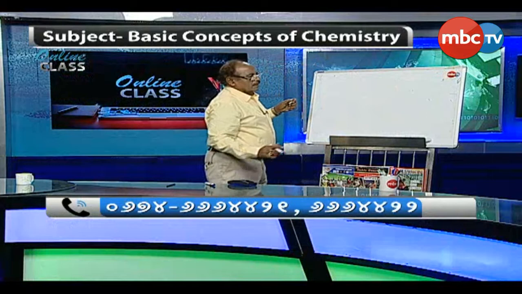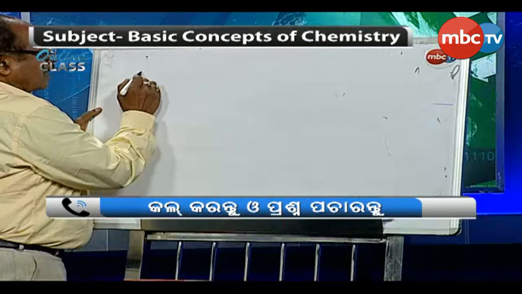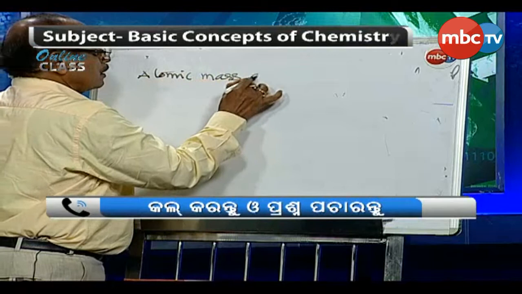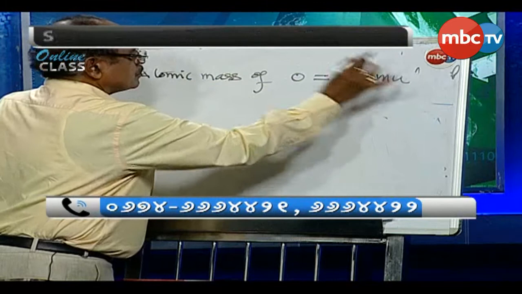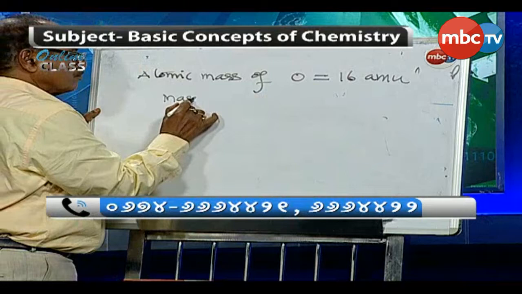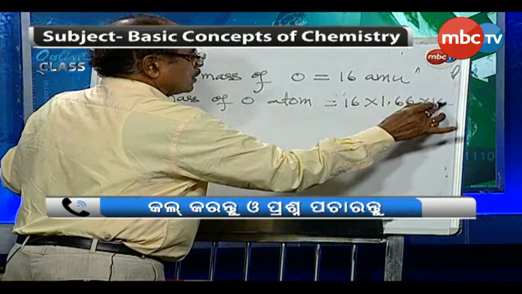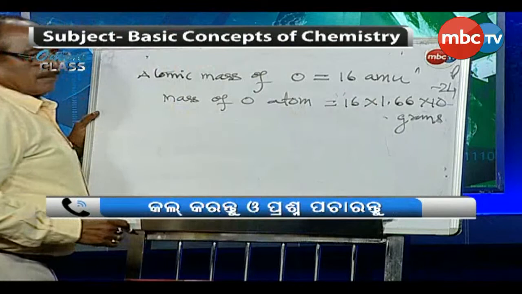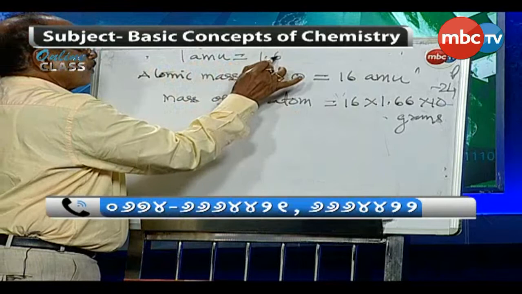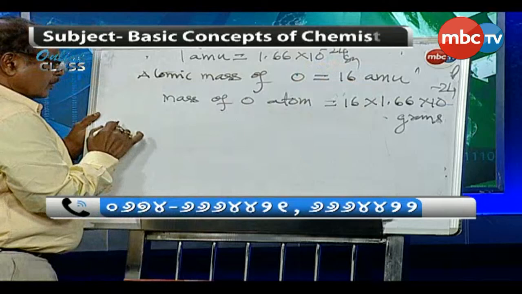So, let us find out. Suppose the atomic mass of oxygen is 16 AMU. Then what is the mass of an oxygen atom? The mass of an oxygen atom will be 16 into 1.66 into 10 to the power minus 24 grams. Why? Because 1 atomic mass unit is 1.66 into 10 to the power minus 24 grams. So, this many grams.